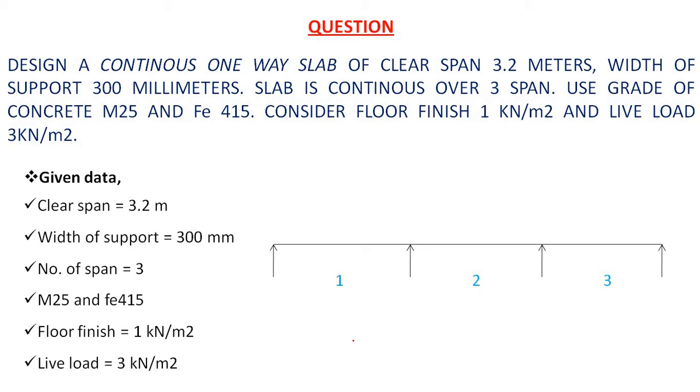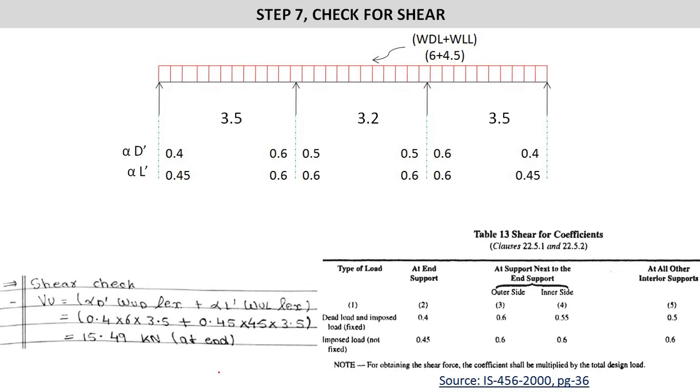So this was the question that was solved in part 1 of the design of continuous one-way slab, and these are the given data that we have seen in part 1. If you have not yet seen part 1, then you must watch it, and then you may continue with the second part of the one-way slab. Up to 6 steps we have already completed, and the 6th step was about reinforcement. We have provided the diameter and spacing of reinforcement as per the area provided.